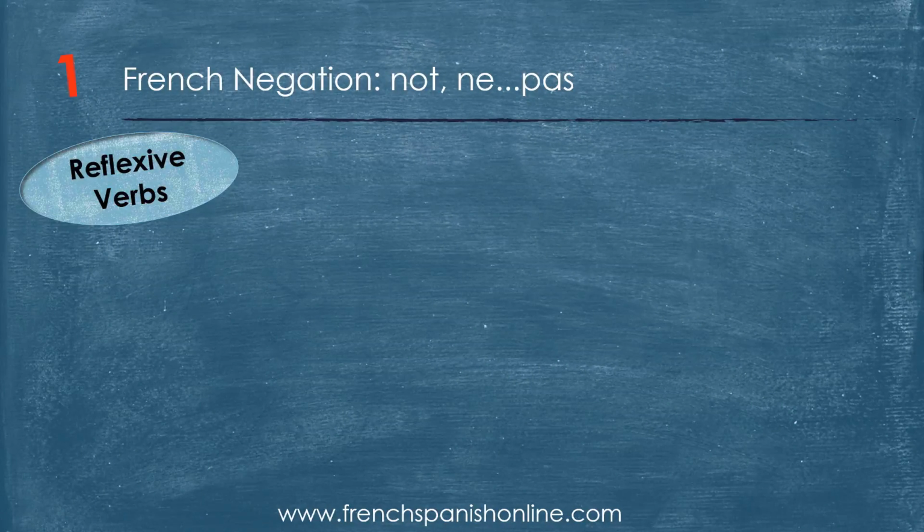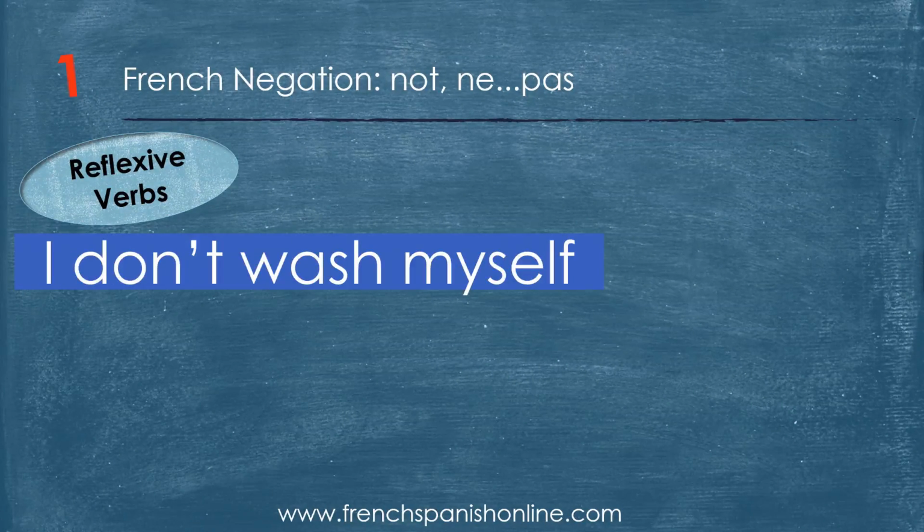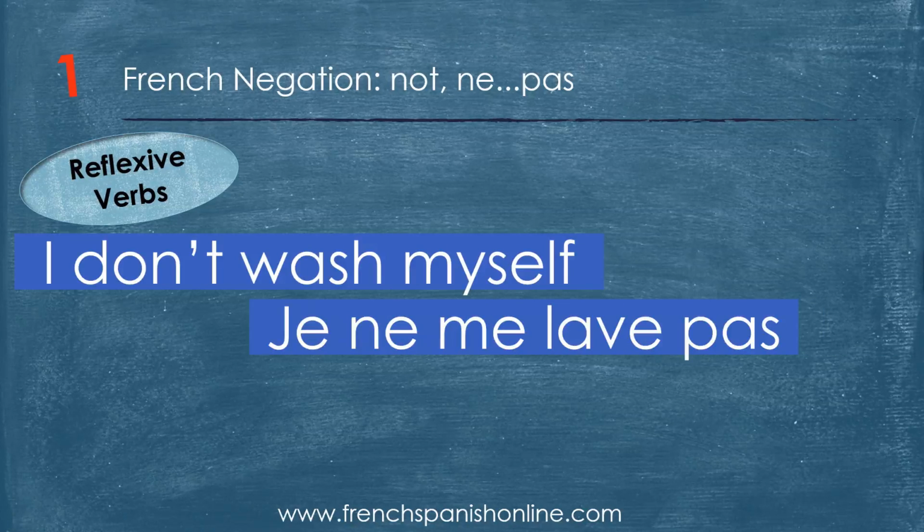With reflexive verbs, verbs using the small word se in French. For example, to wash oneself is se laver. So I don't wash myself. In French we will say je ne me lave pas. So here you can see the reflexive pronoun is with the verb in the middle. So we've got the ne before and pas after.